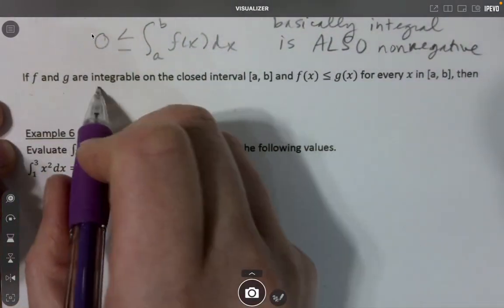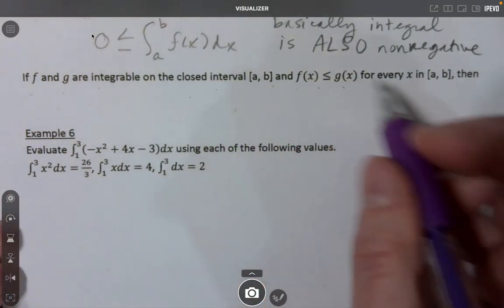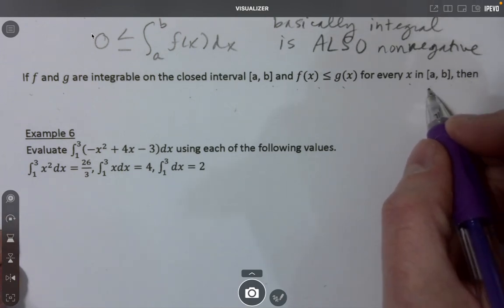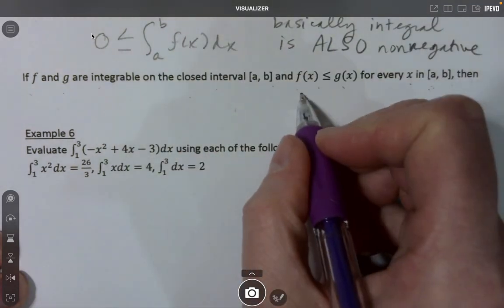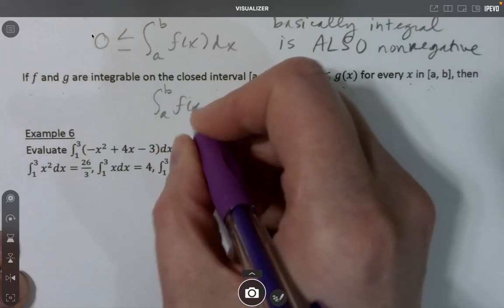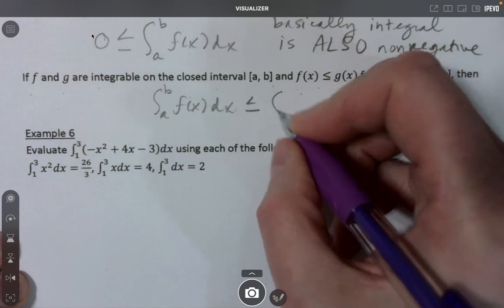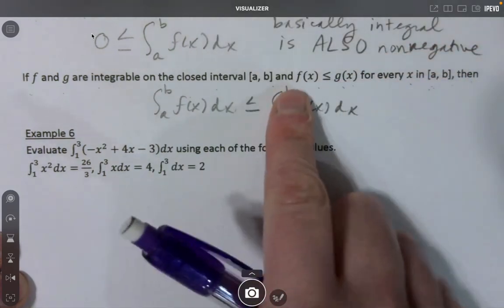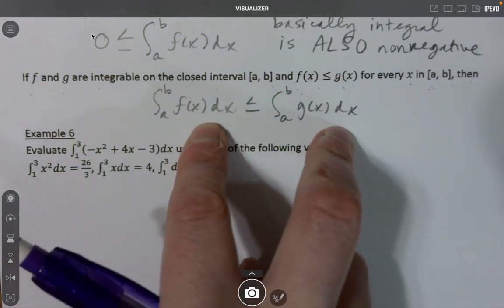If f and g are integrable on the closed interval from a to b, and f of x is less than or equal to g of x for every x in the interval from a to b, and this is a closed interval, I guess I should be saying closed every single time, then the integral from a to b of f of x dx is also going to be less than or equal to the integral from a to b of g of x dx. So if we have one function less than or equal to the other one, then the integral will also be less than or equal to the other one.